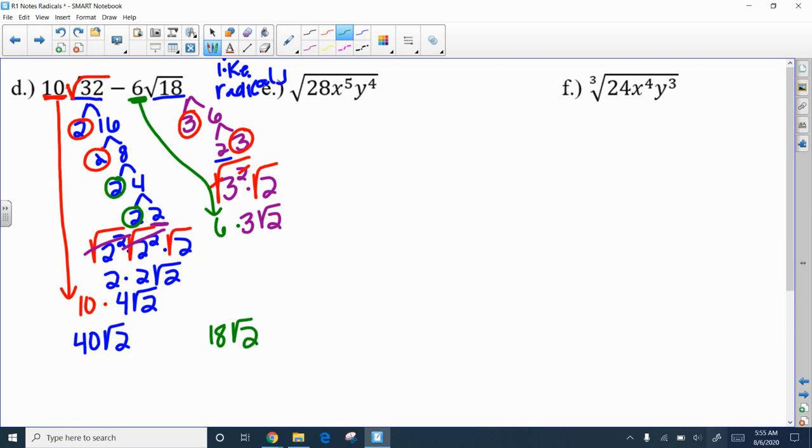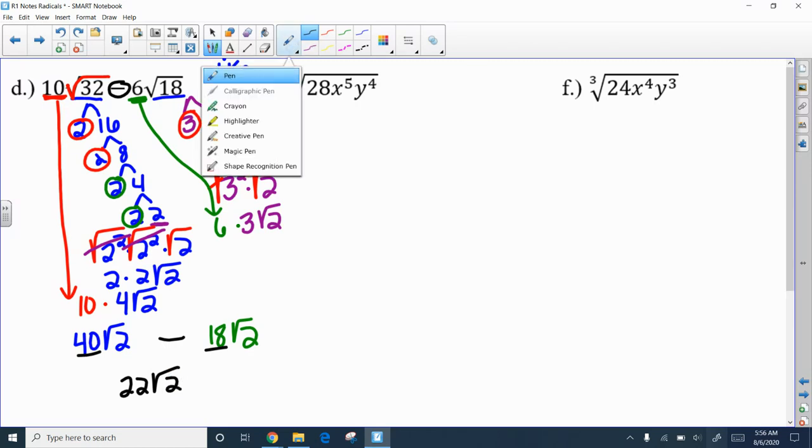Good news is now these are like radicals because they both have a square root of 2. Now we can do the actual operation. The operation was subtracting. So now if I'm subtracting 30 square root of 2 minus 18 square root of 2, we needed the radicals to be the same. So when I subtract, the radical is going to still stay square root of 2, and I can just subtract the numbers in the front. 40 minus 18 is 22. So our final answer is 22 square root of 2.